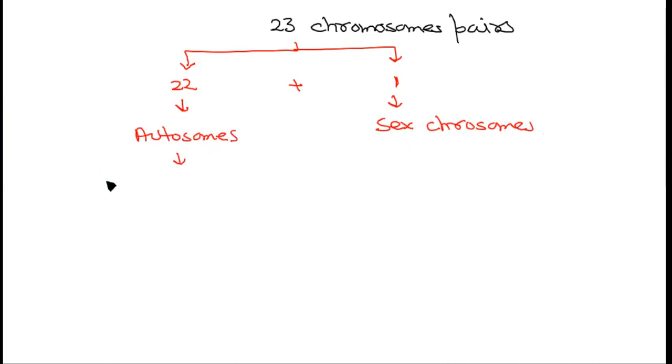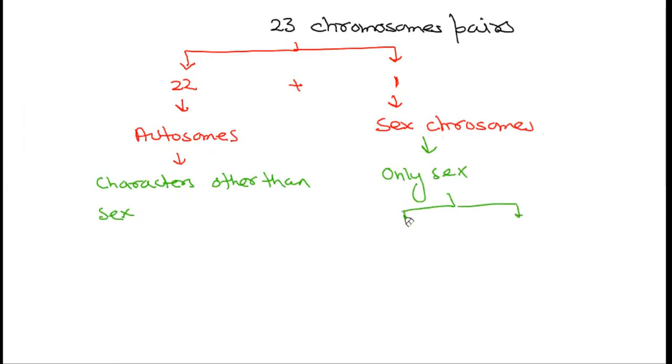Autosomes are responsible for characters other than sex, while the sex chromosomes are responsible only for sex determination. Generally, there are only two sexes, male and female. Male has XY, and female has XX. Is there any other sex?